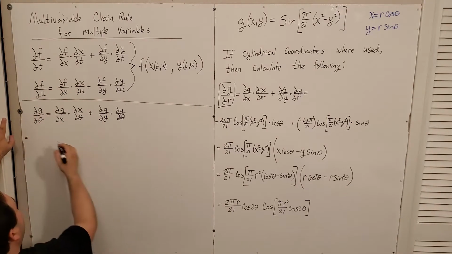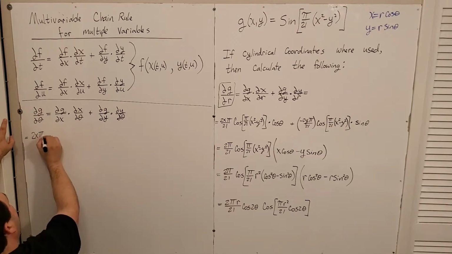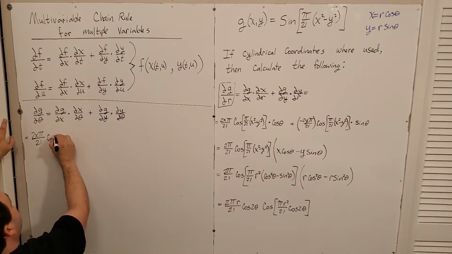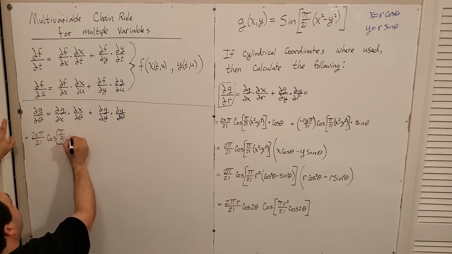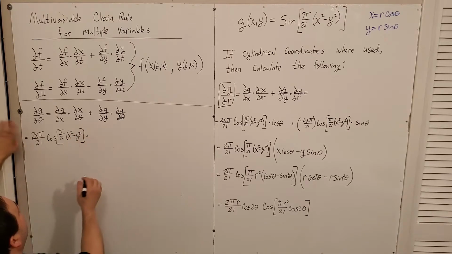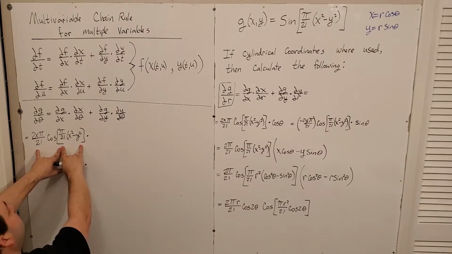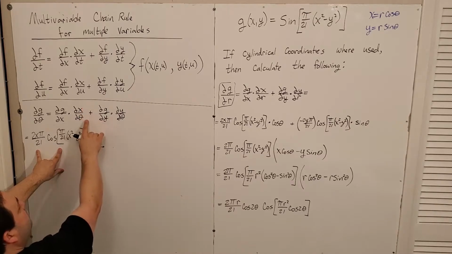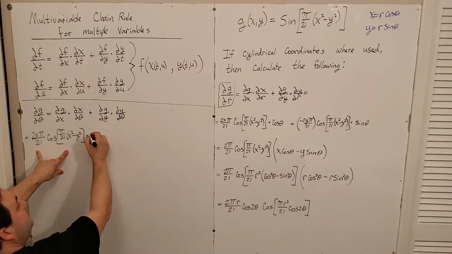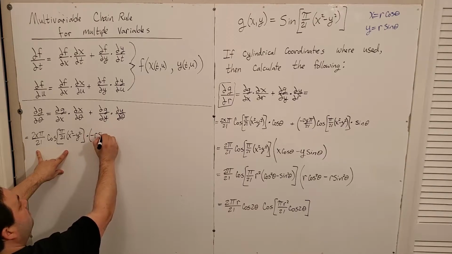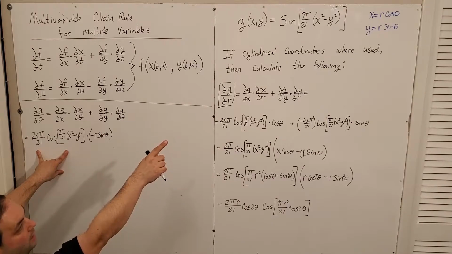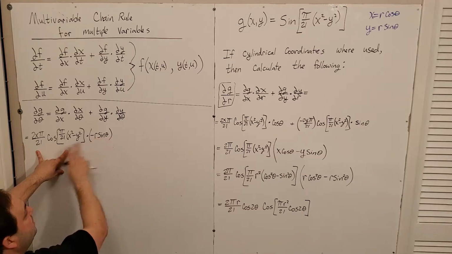So here we go. I've got 2x pi over 21 cosine pi over 21 x squared minus y squared times, there's the partial of g with respect to x. Now the partial of x with respect to theta, that's going to be times negative r sine theta, because the r is along for the ride and the derivative of cosine theta is negative sine theta.